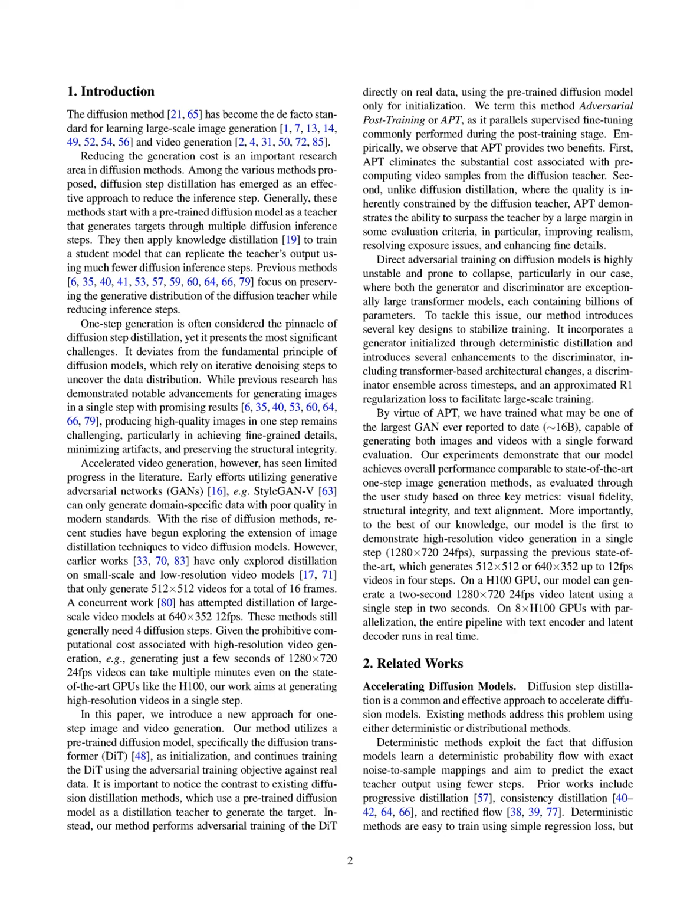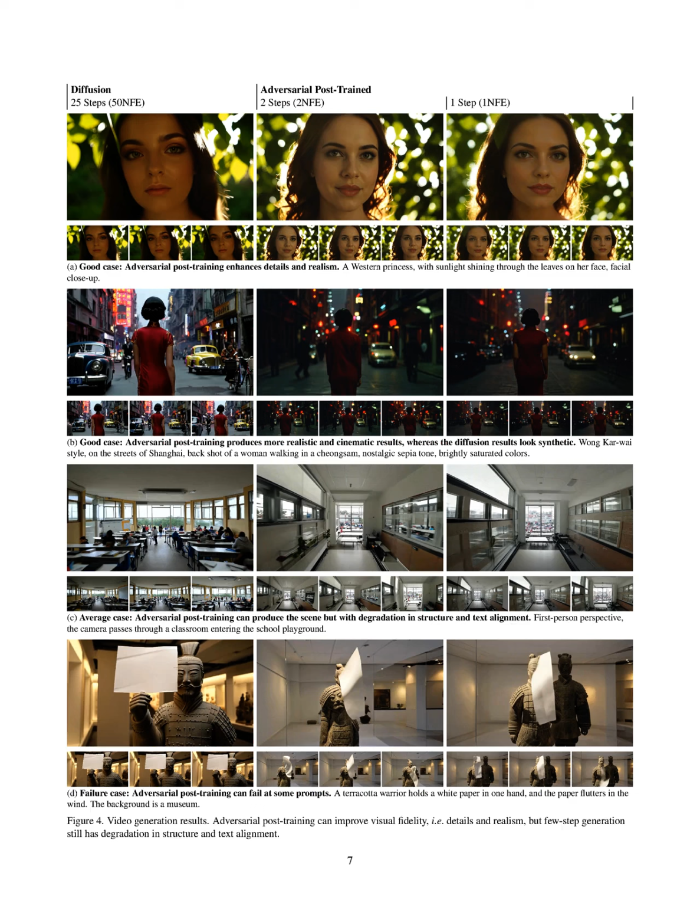Empirically, APT achieves high-resolution video generation in a single step, 1280 x 720 at 24 fps, which is a notable advancement compared to previous methods that required multiple steps and produced lower resolutions. Additionally, APT demonstrates comparable performance to state-of-the-art one-step image generation methods, particularly in visual fidelity and structural integrity, showcasing its effectiveness in generating high-quality outputs efficiently.